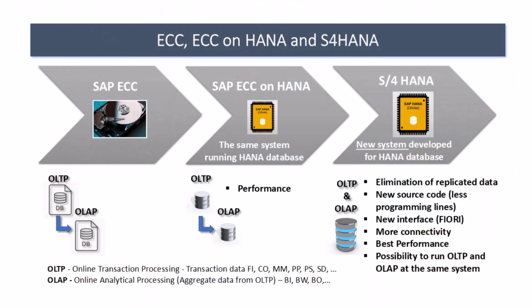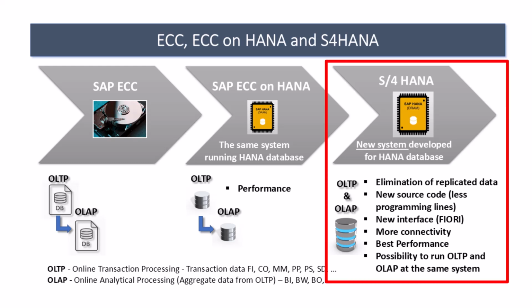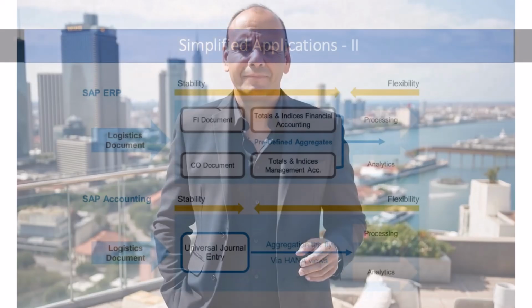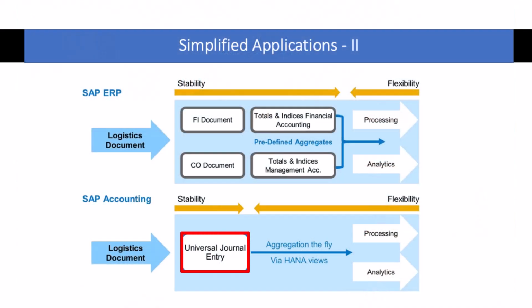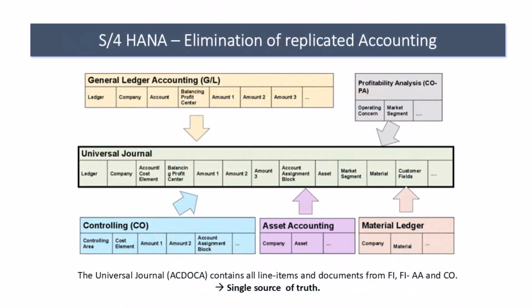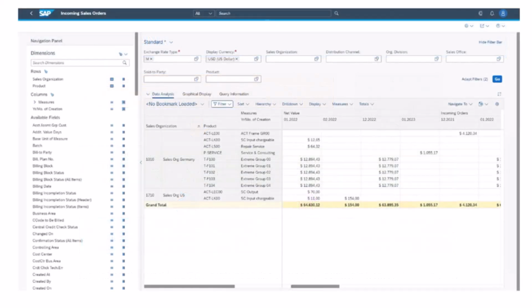The real breakthrough came with SAP S/4HANA. Unlike ECC on HANA, SAP S/4HANA is not just an upgrade. It was completely rewritten to run natively on SAP HANA. The biggest innovation was the elimination of aggregated and total tables, as calculations are now performed in real time. The introduction of the Universal Journal, ACDOCA, consolidated financial and managerial accounting data into a single source of truth. Performance improved dramatically, allowing users to generate reports instantly without relying on pre-calculated totals.